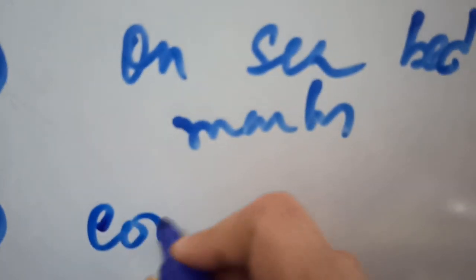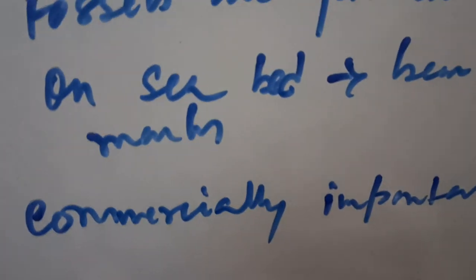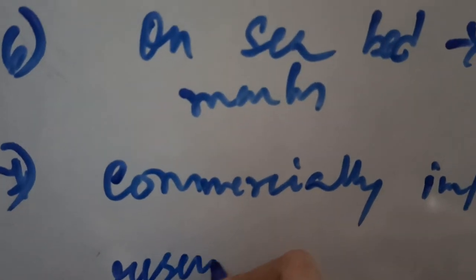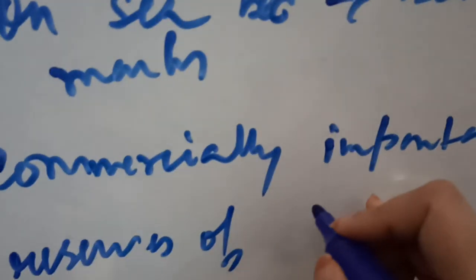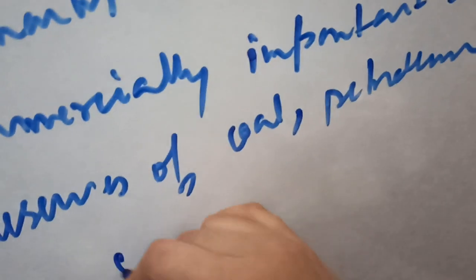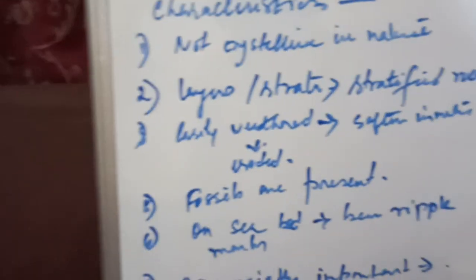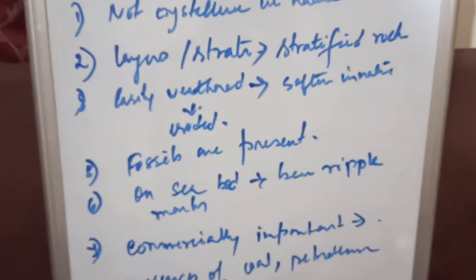Number 7 is that these rocks are commercially important as they hold the reserves of coal, petroleum, etc. So these 7 are the characteristics of the sedimentary rock.